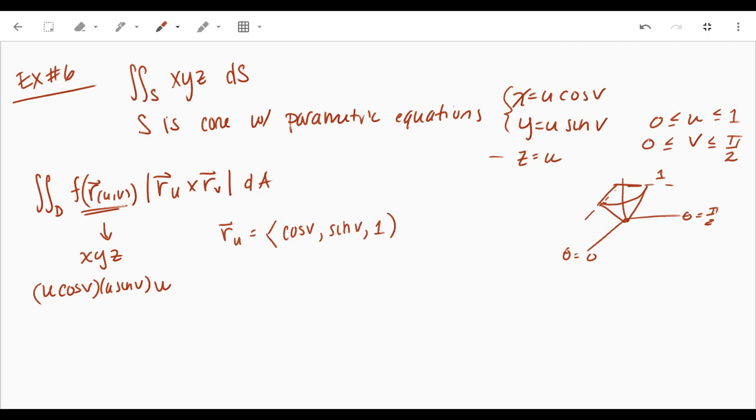I should definitely back up here a second because I don't think I was super clear on how you get RU and RV. Those are the derivatives with respect to u, and then the derivatives with respect to v.